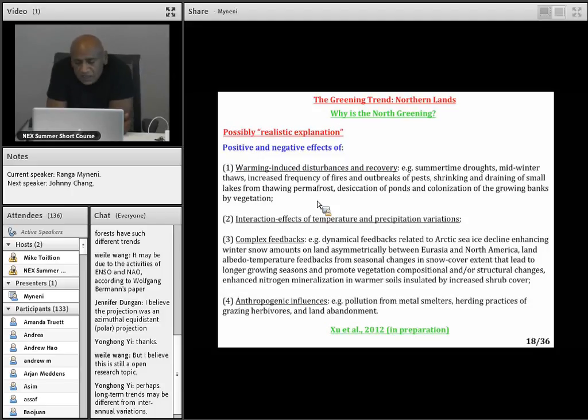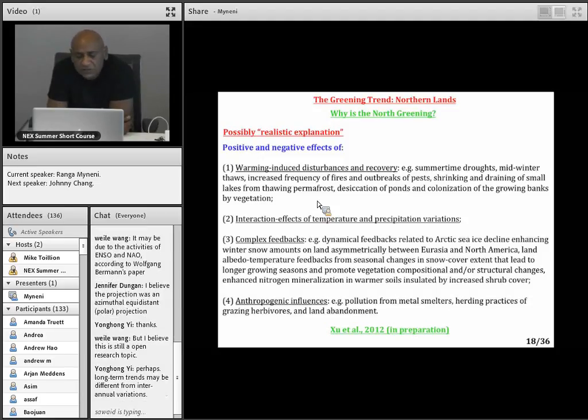The disturbance itself could result in browning, and recovery from past disturbance could result in greening. There are the interaction effects of temperature and precipitation. You can have temperature going up and precipitation going down, and you will have browning. If you have temperature and precipitation both going up, you can have greening. And then there are very complex feedbacks in the climate system itself, where you have asymmetrically significantly more snow in Eurasia than in North America during the winter, and that tends to affect subsequent season plant growth.